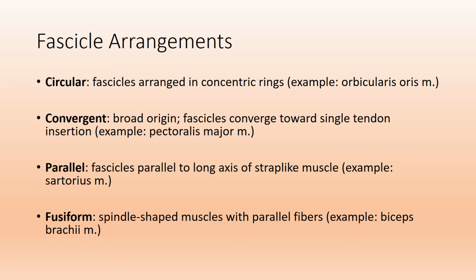Next, parallel. The fascicles are parallel to the long axis of the muscle or to the body part that it is found on. The example that we have provided is the sartorius muscle. The sartorius muscle is found on the anterior thigh, overlying the quadriceps. Next, fusiform. So think of some muscles that will have 2 or potentially 3 origins. They are going to fuse those origins together for one insertion. This is not the same as convergent. An example would be biceps brachii in the anterior arm.